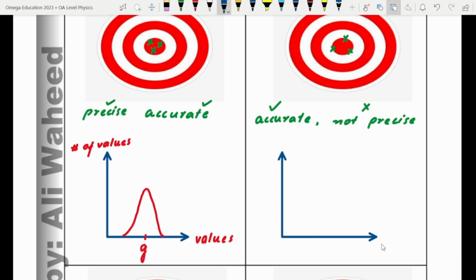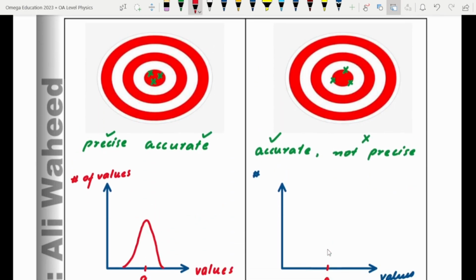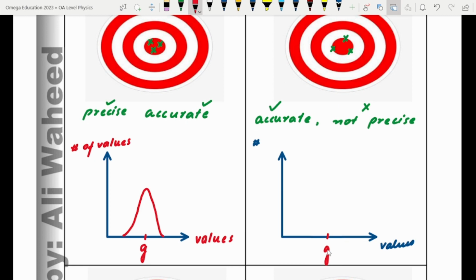Let's take a look at the second case. Once again, we have values here, and here we have the number of values. And if we plot the graph for something that was accurate but not precise, accurate means the peak, or the maximum number of values, should be close to the actual value. Right? This is your actual value.